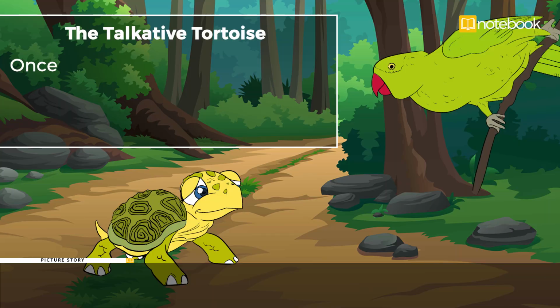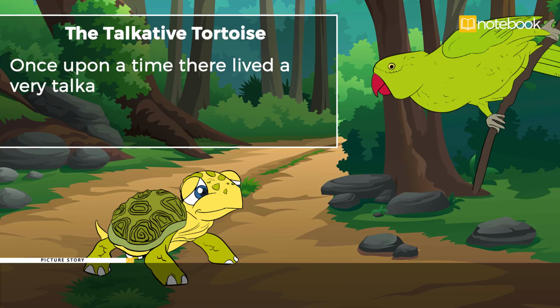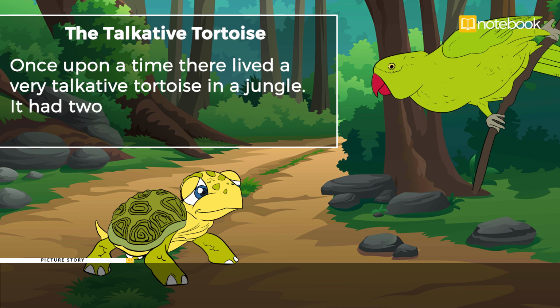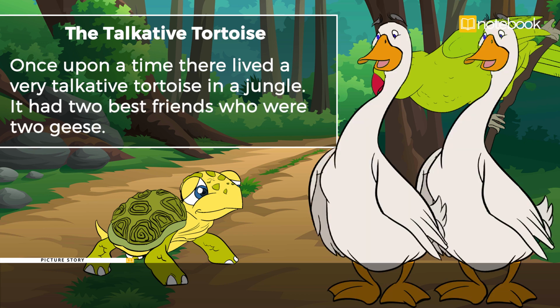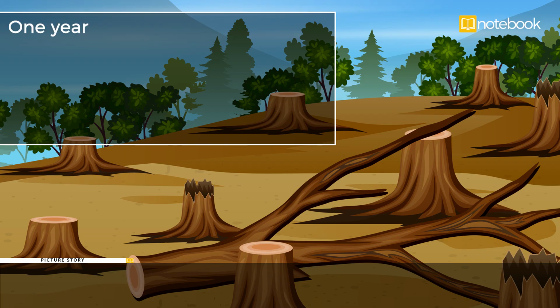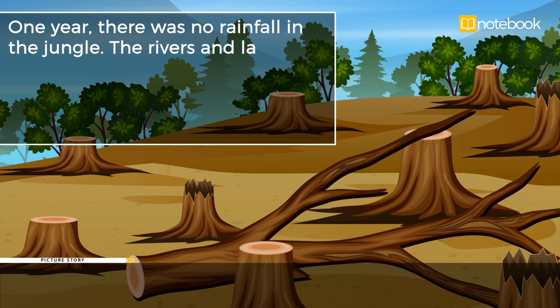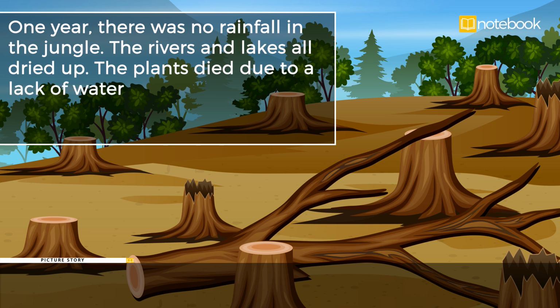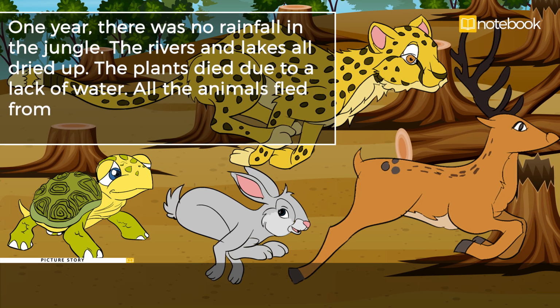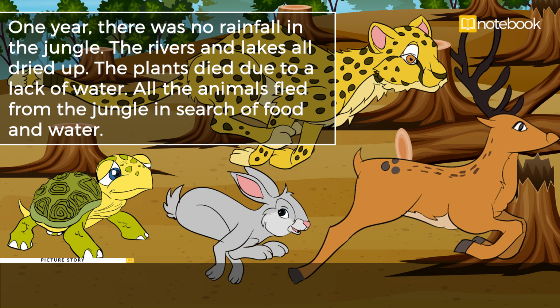Once upon a time, there lived a very talkative tortoise in a jungle. It had 2 best friends who were 2 geese. One year, there was no rainfall in the jungle. The rivers and lakes all dried up. The plants died due to a lack of water. All the animals fled from the jungle in search of food and water.